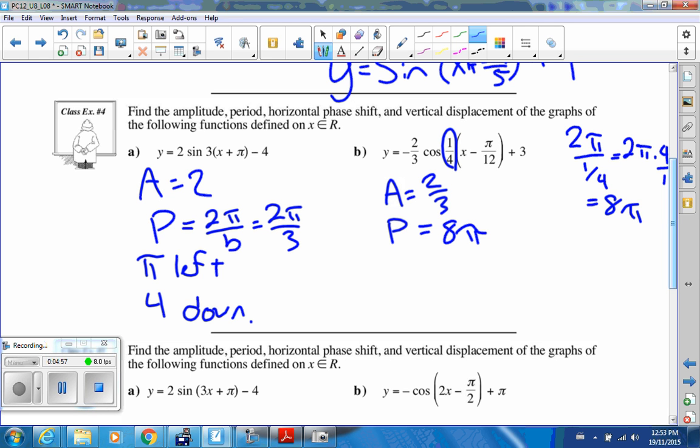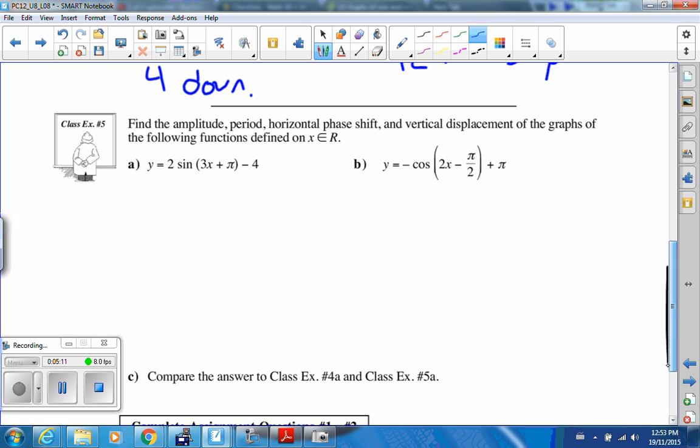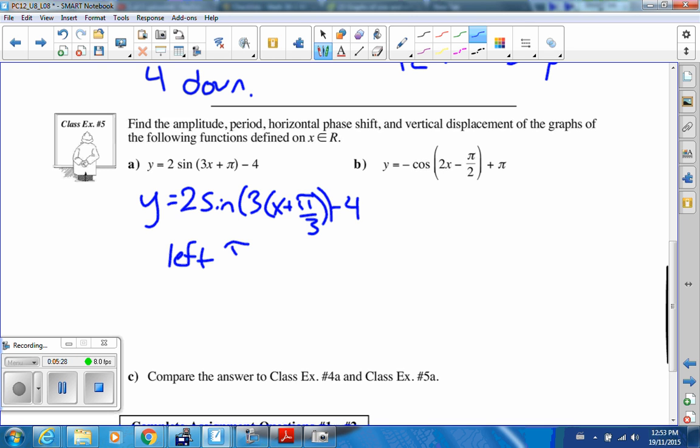And then it's been moved pi 12ths right, and 3 up. Those are my phase shift and then my translation. Here it's the exact same thing, except we have a range question. So I'm going to factor out my 3, this is x plus pi thirds minus 4. So really the only difference is that this moves left pi thirds and not pi.